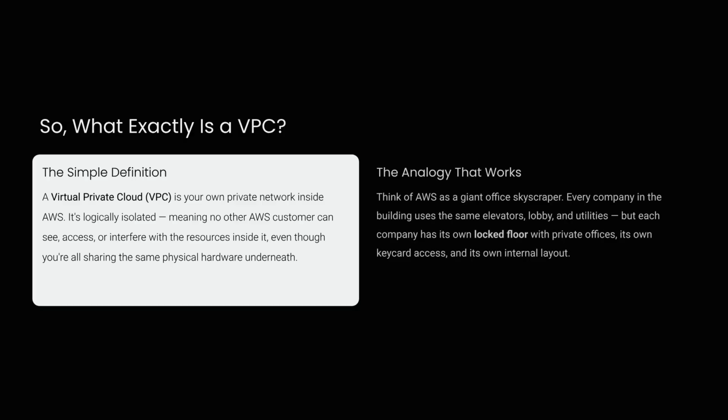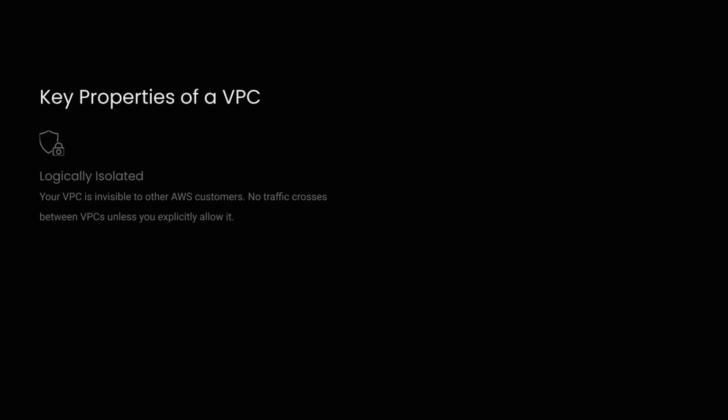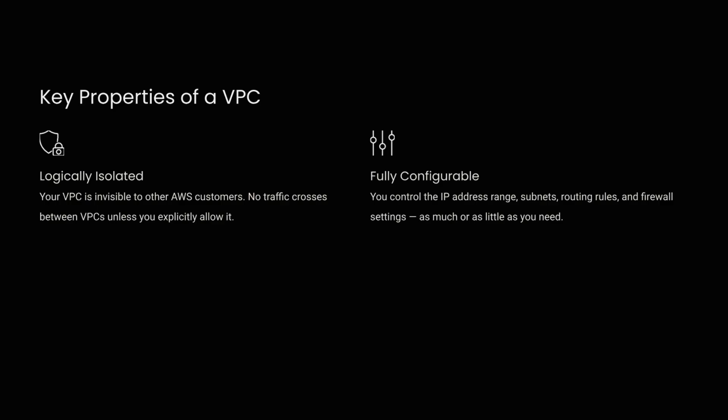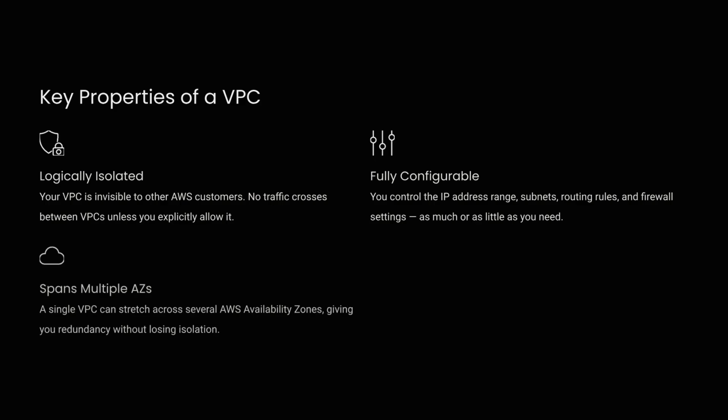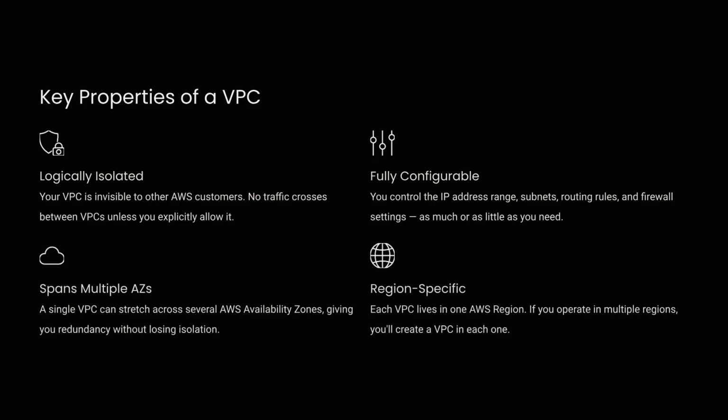It's logically isolated, meaning no other AWS customer can see or interfere with your resources, even though you share the physical hardware. Your VPC is like a locked floor in an office skyscraper. You control who enters, the internal layout, and where the windows face. A VPC is logically isolated, invisible to other AWS customers, with no traffic crossing unless explicitly allowed. It's fully configurable, allowing you to control IP addresses, routing rules, and firewall settings. A single VPC can span multiple availability zones for redundancy, but each VPC is region-specific.